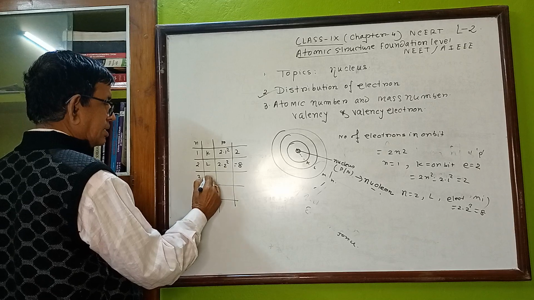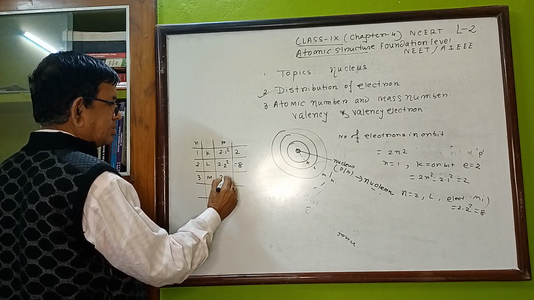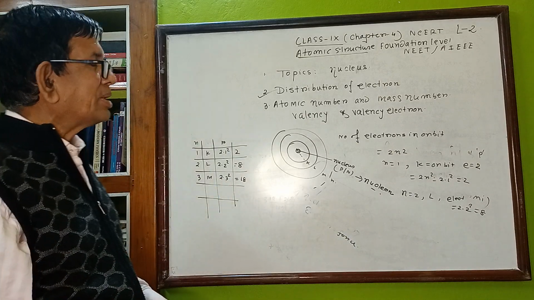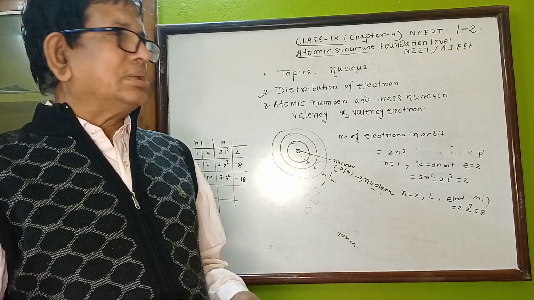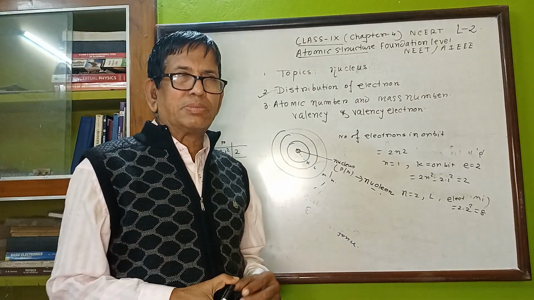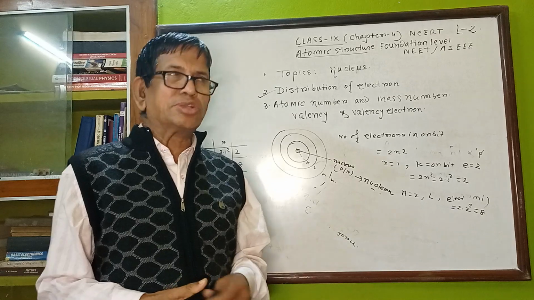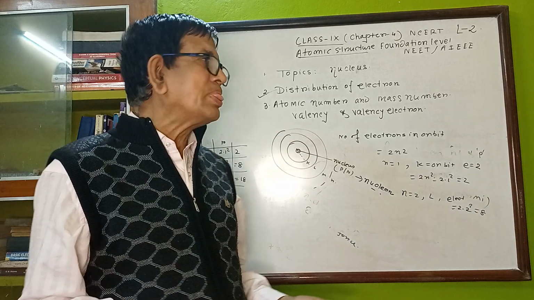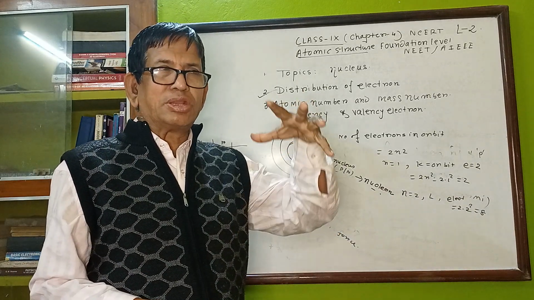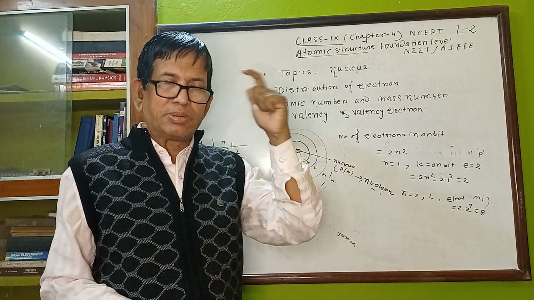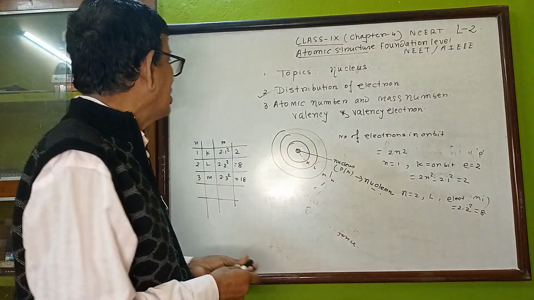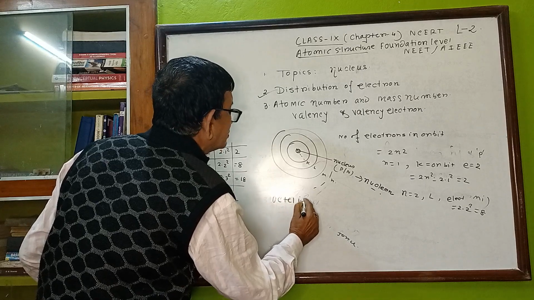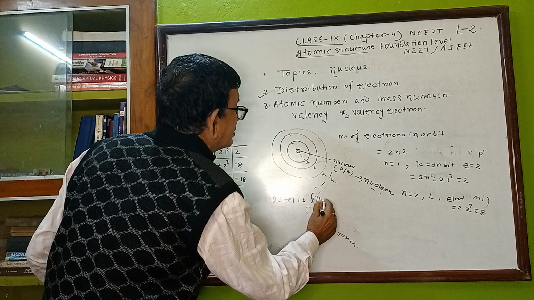Next 3, KLM, like this, 2 into 3 square, that is 18. But always remember, the maximum number of electrons in the last orbit must be 8. But in the case of helium it is 2. When 8 electrons are present in the last orbit, that is the valence shell, then we should say the octet is filled up. Remember this term, octet, O-C-T-E-T. Octet is filled up for stability.